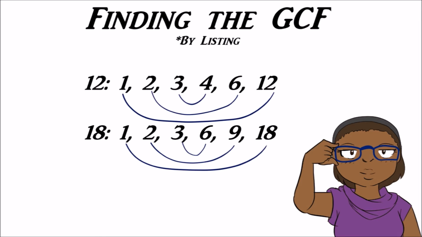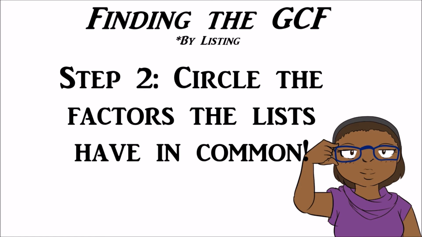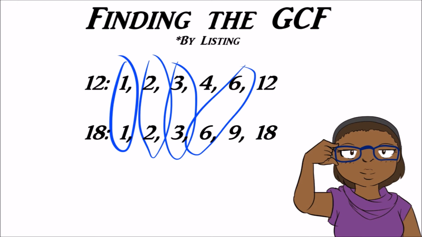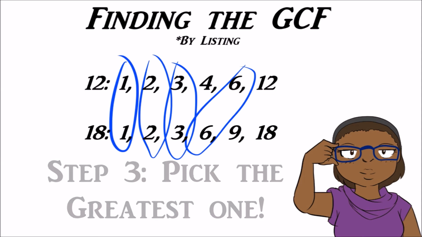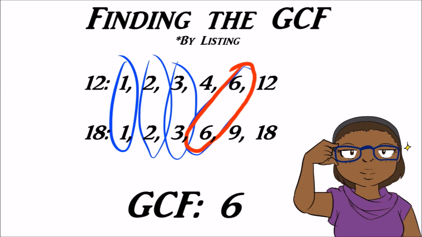To check that you have all of the factors, create a factor rainbow. 1 times 12 is 12, 2 times 6 is 12, and 3 times 4 is 12. Like that. Step 2 will be to circle the factors the lists have in common. These two lists both have a 1, 2, 3, and 6. Our third and final step is simply to pick the greatest one of the matched factors. So, our greatest common factor will be 6.